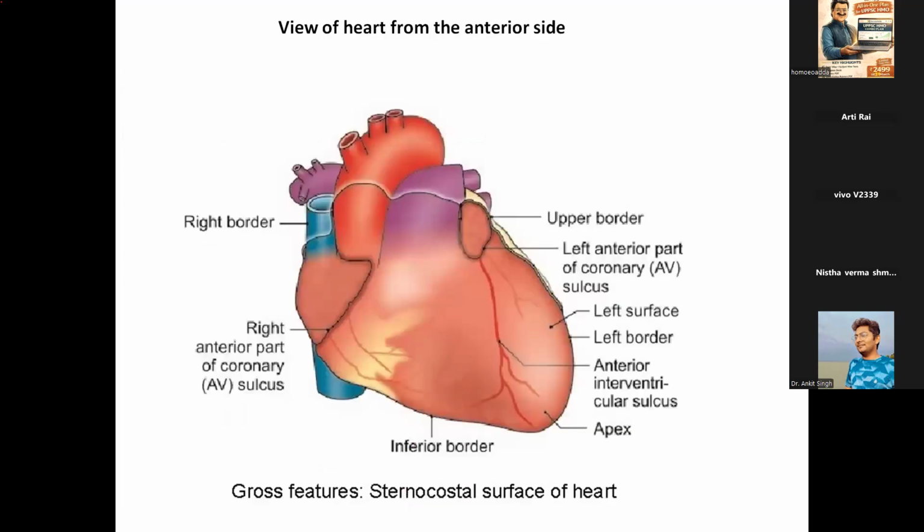Now you see, currently you are viewing from the anterior view. So you are able to see the anterior surface. The whole area of the heart that you are able to appreciate is the anterior surface. Now you will answer: how many chambers are visible on the anterior or the sternocostal surface? How many chambers are visible? Anyone?